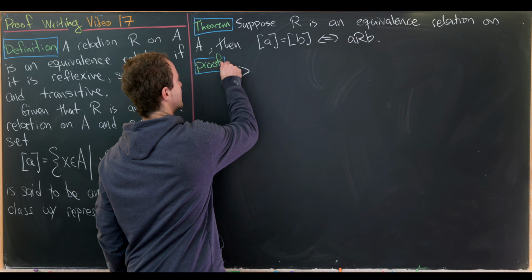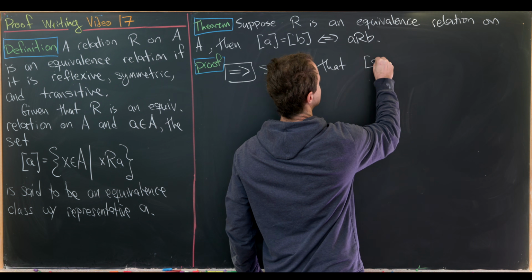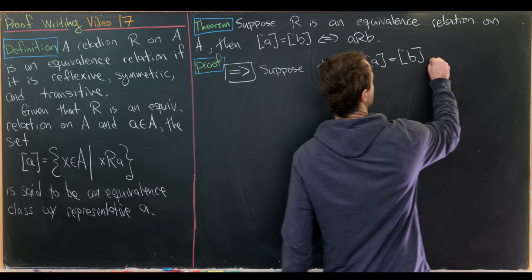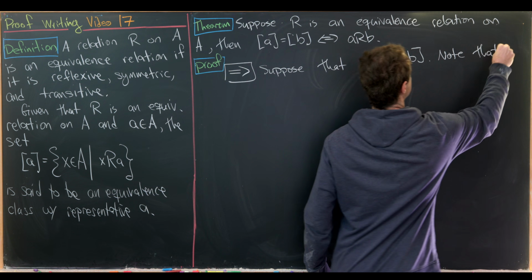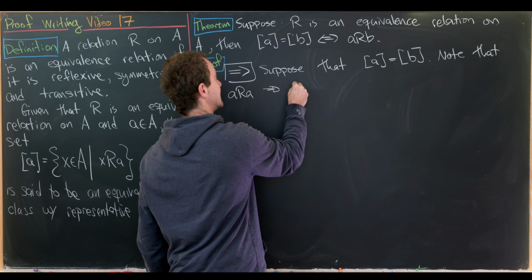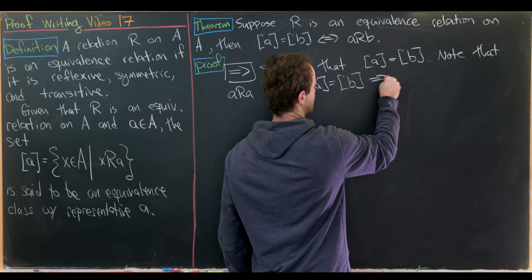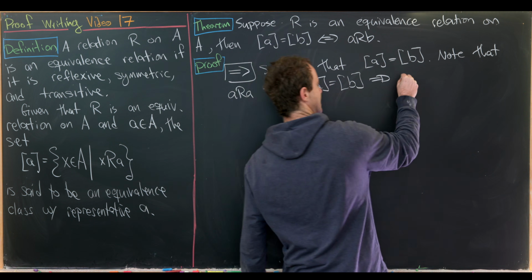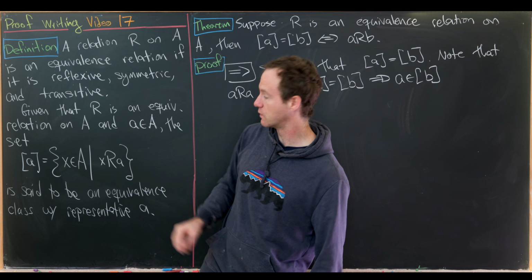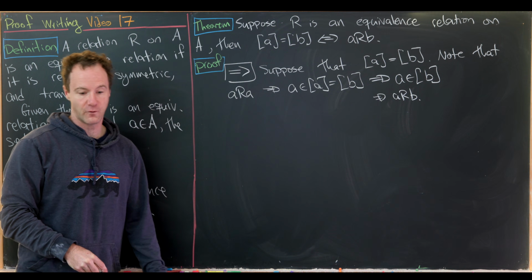Let's do the forward direction first. Suppose that the equivalence class of A is equal to the equivalence class of B. Then let's note that A is related to itself by reflexivity, but that implies that A is an element of the equivalence class of itself, which is equal to the equivalence class of B. Taking out the middle, that tells us that A is an element of the equivalence class of B. But then by the definition of the equivalence class of B, that means that A must be related to B. And there we've done it. We've done the forward direction.